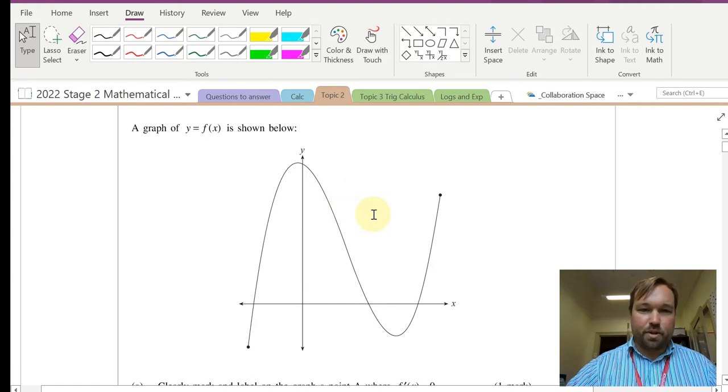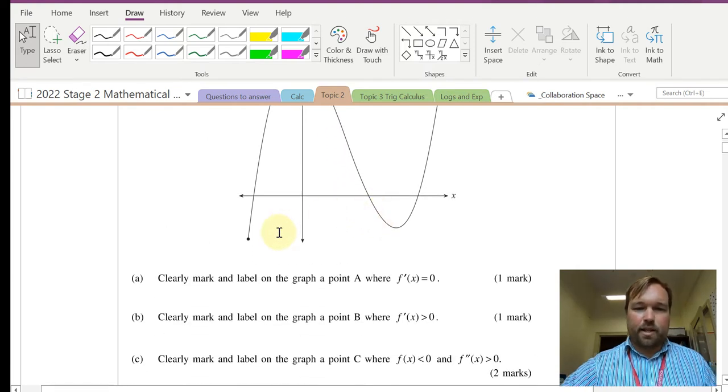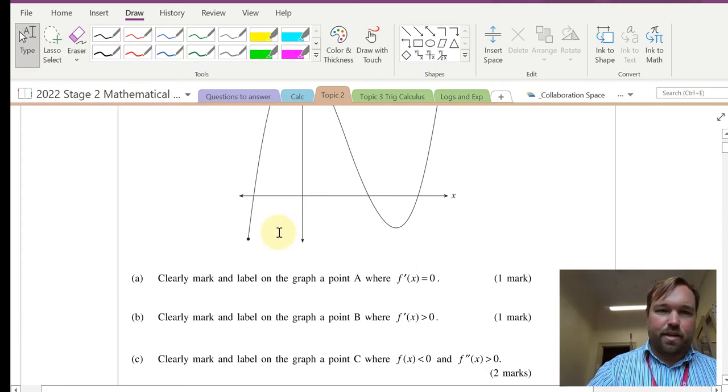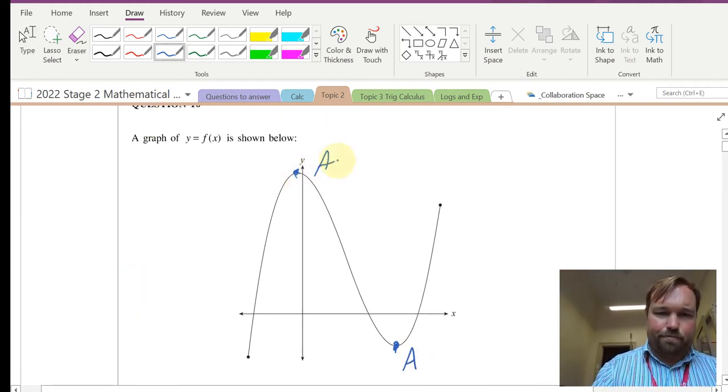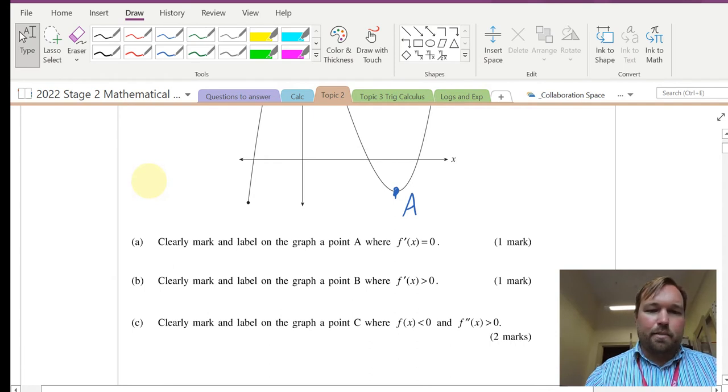Y equals f of x is shown below. Cool, we have a cubic. Clearly mark and label a point where the derivative is 0. Alright, so the derivative is 0 can happen at two places. It happens either here or here. Pick one, doesn't matter. Mark and label a point B where the derivative is greater than 0.